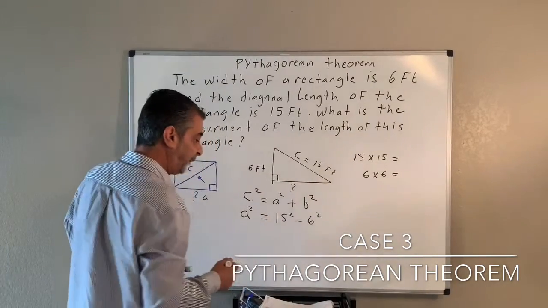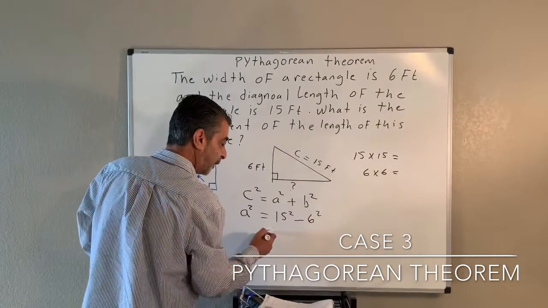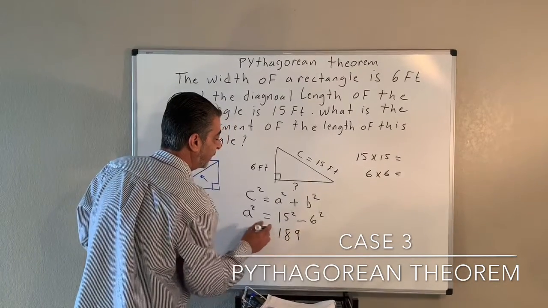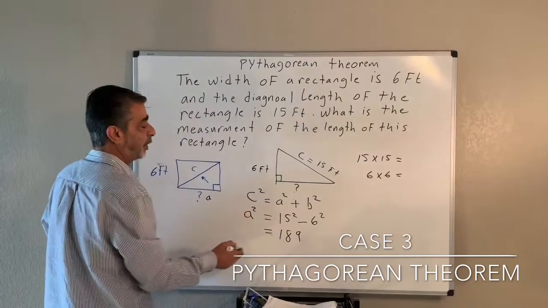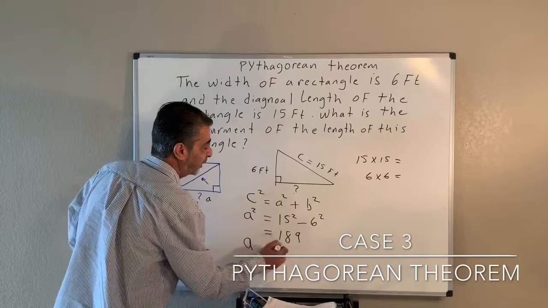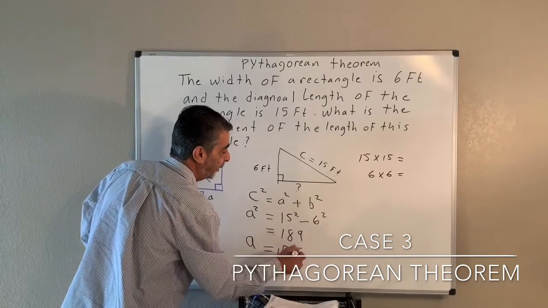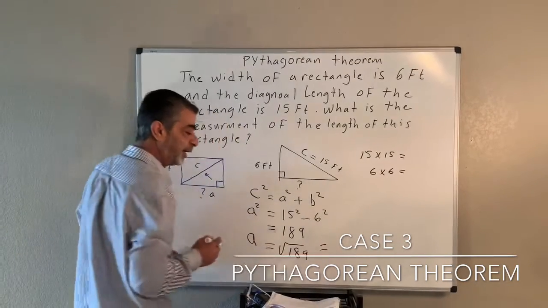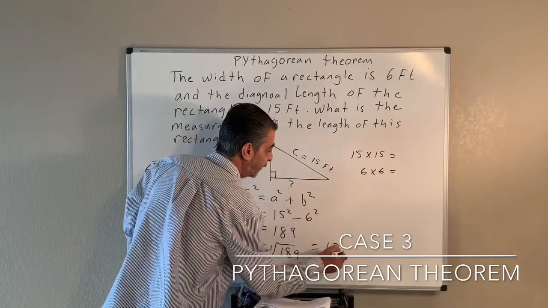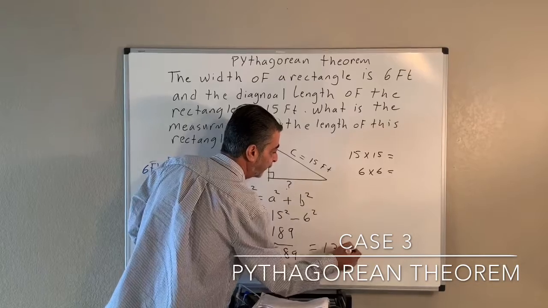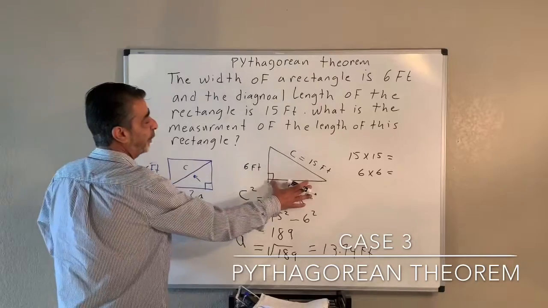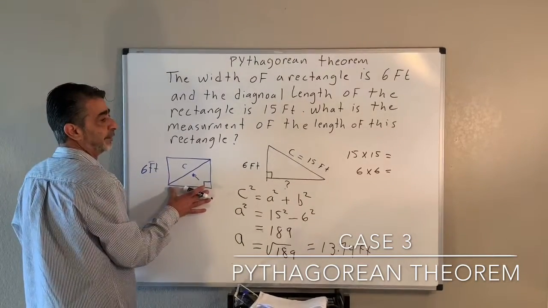If you do that, you're going to come up with 189. That's the A squared, but in this case we need A only. To find A, you take the square root of 189. If you take the square root of 189, you're going to come up with 13.74. 13.74 feet. That's the length of this rectangle.